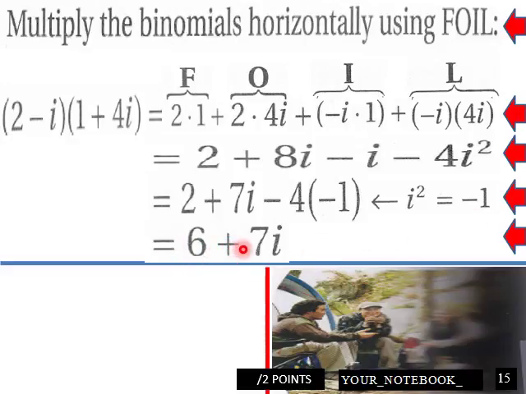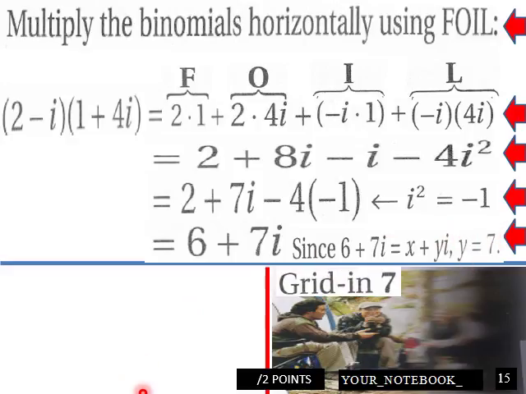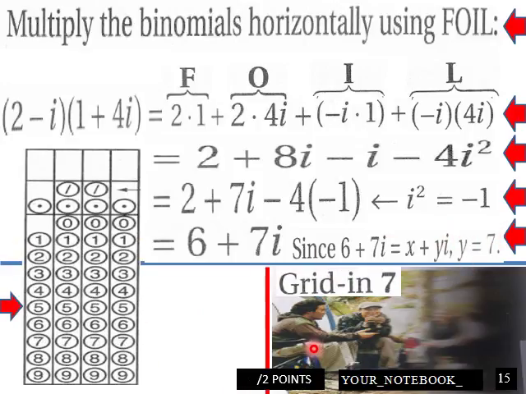So 6 plus 7i, since 6 plus 7i equals x plus yi, y equals 7 in that case. Grid in 7 here, which would be down here. This would be your grid-in there.